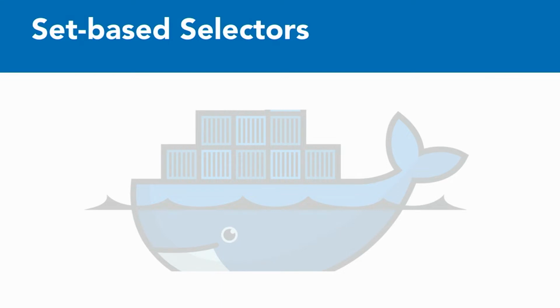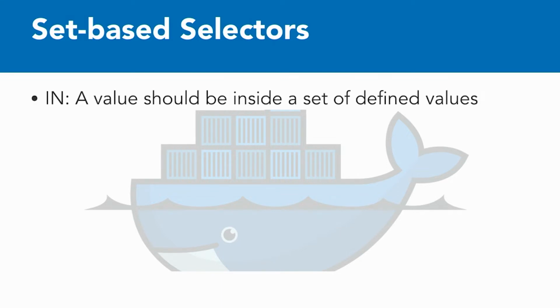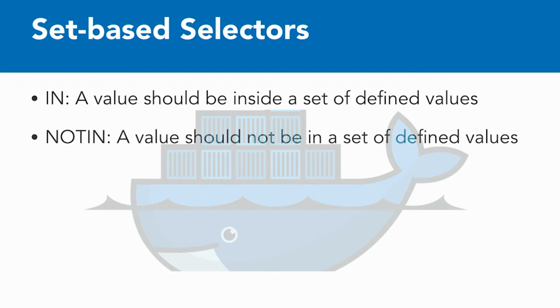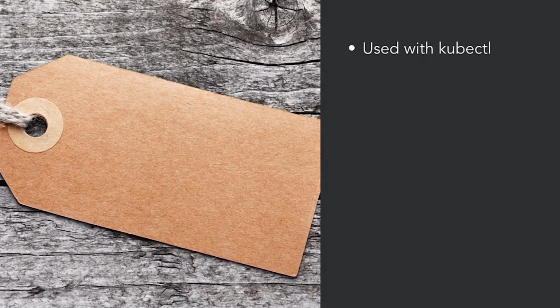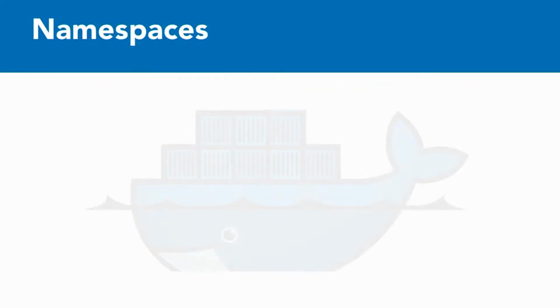Next, we have set-based selectors that include in, not in, and exist operators. The in operator specifies that the value should be in a set of defined values. The not in operator specifies that the value should not be in a set of defined values. And finally, the exist operator is used to determine whether a label exists or not. Labels and label selectors are typically used with the kubectl command to list and filter objects. We'll look at examples of how to use labels and selectors later on in the demo section of the course.